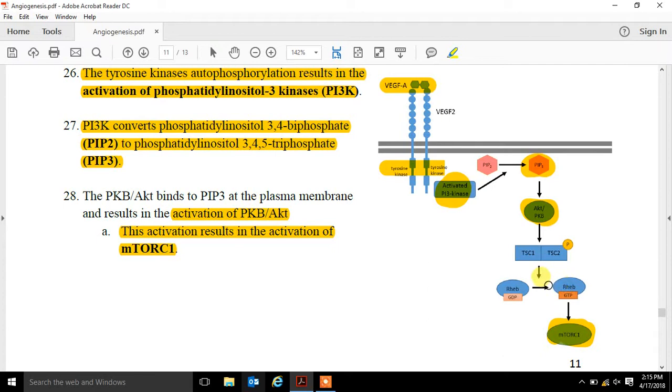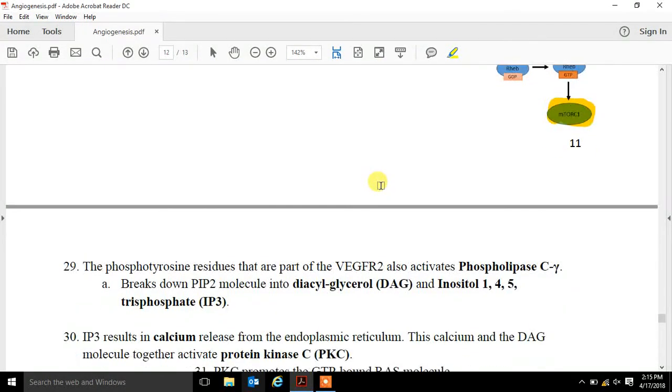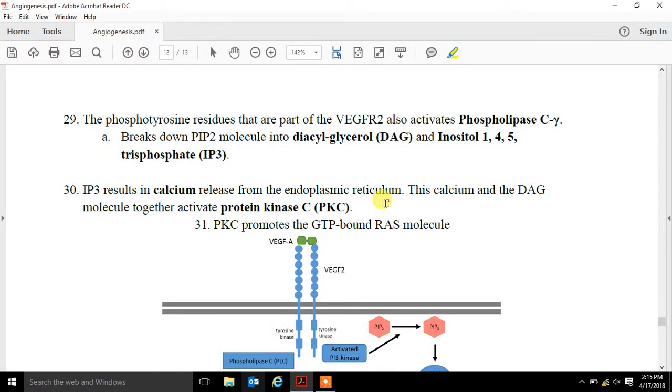We know mTOR can integrate a lot of this information and upregulate a variety of transcriptional and translational factors. Because there's so much going on in these endothelial cells, we've got to have multiple pathways that this VEGF is going to turn on, not just this mTOR pathway. So we also get activation of phospholipase C.